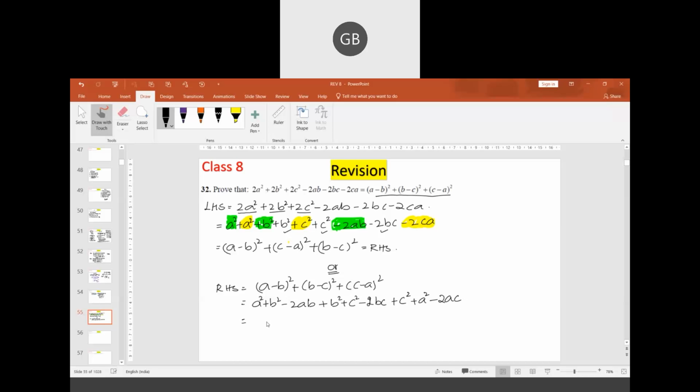A square added to one more a square is 2 times a square. B square added to one more b square is 2 times b square. At the same time, we get 2 times c square. Remaining terms are minus 2ab, minus 2bc, minus 2ac. This is nothing but the left hand side. You can follow either of the methods. It's easy. Yes, sir. It is easy.